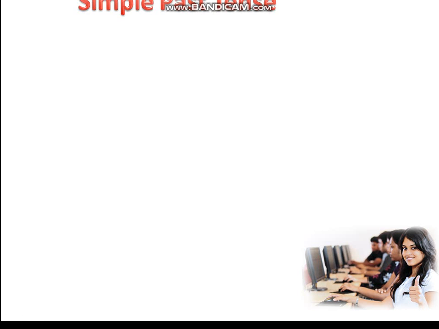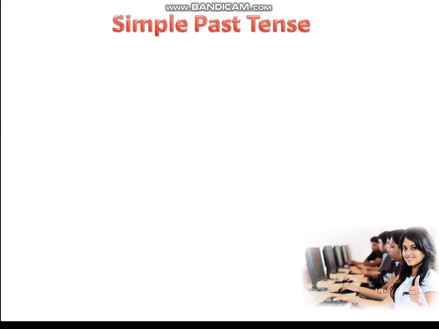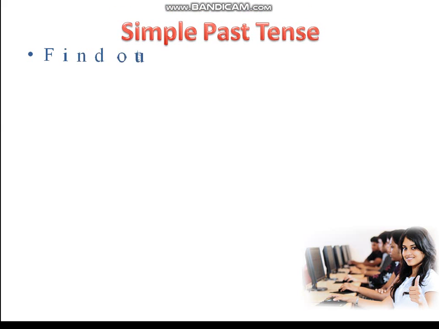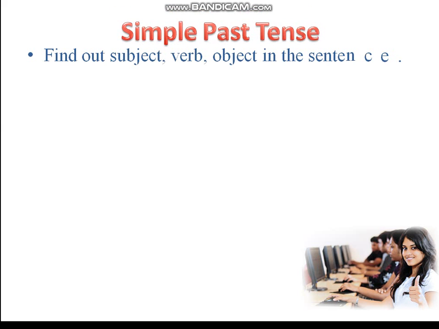Next, moving to the topic, that is active and passive voice for the simple past tense. Dear students, already you knew about the simple past tense. That means the action which has already taken place in the past. That's it. So here, find out the subject, verb, object. This is a basic thing that you need to know for changing into the passive voice. We need to find out the subject, verb, object in the sentence first.